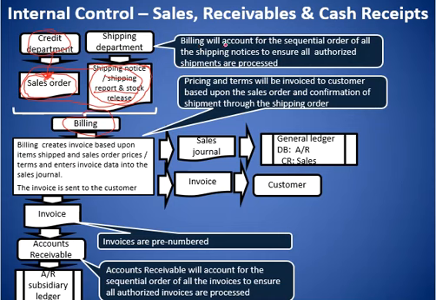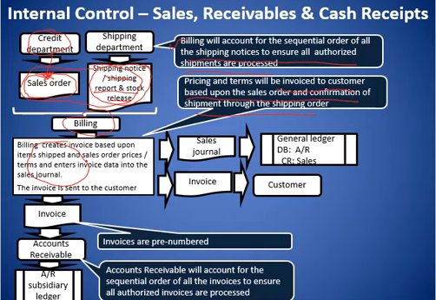Now, billing will account for the sequential order of all of the shipping documents to ensure all authorized shipments are processed. In other words, anytime we see a shipping document, it should show that it's been shipped to a customer, and billing then can create an invoice from that. And as I mentioned here in this section, pricing and terms will be invoiced to the customer based upon the sales order and the confirmation of the shipment through the shipping order.